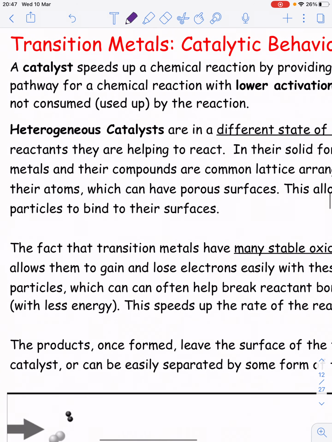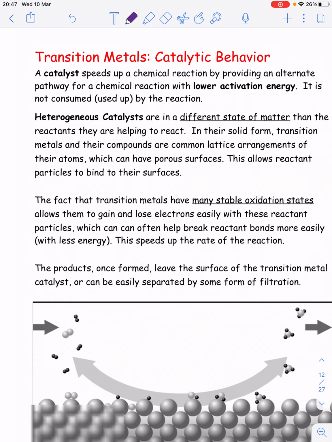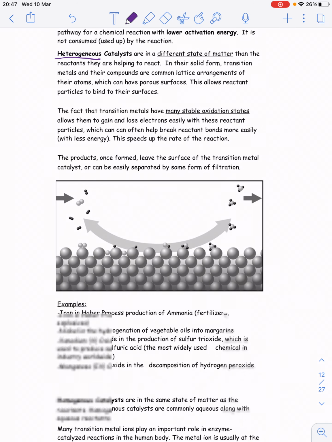Okay, second property we would talk about is that transition metals tend to act as catalysts. Now they can act as what are called heterogeneous catalysts or homogeneous catalysts. Now, as those names imply, heterogeneous means different and homogeneous means same. So we're referring to the state of matter of the catalyst. So if a catalyst is in a different state of matter than the reactants it is interacting with, that's referred to as a heterogeneous catalyst. If it's in the same state of matter, then it would be called a homogeneous catalyst.